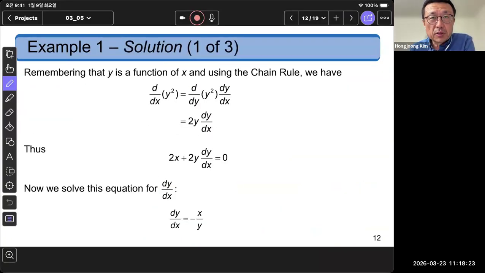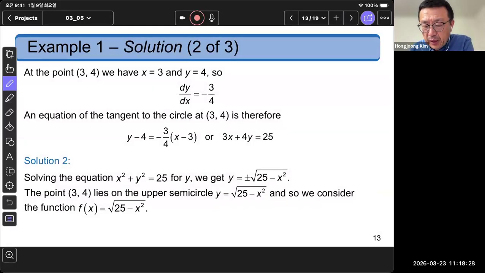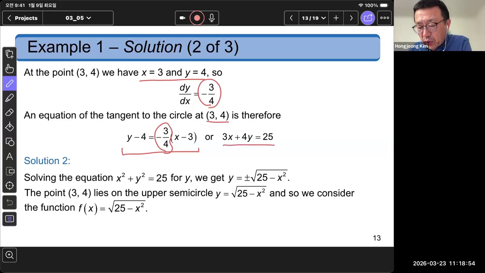So that means the slope of the tangent line will be negative 3/4. And I know that this tangent line will go through the point 3 and 4. So I could find the dy dx, and since x and y are given, I could find the specific value of the slope of the tangent line, and I know that the line goes through 3 and 4. So if I combine these two, y minus 4 equals the slope times x minus 3. So eventually you get this. So this is how you find the tangent line.